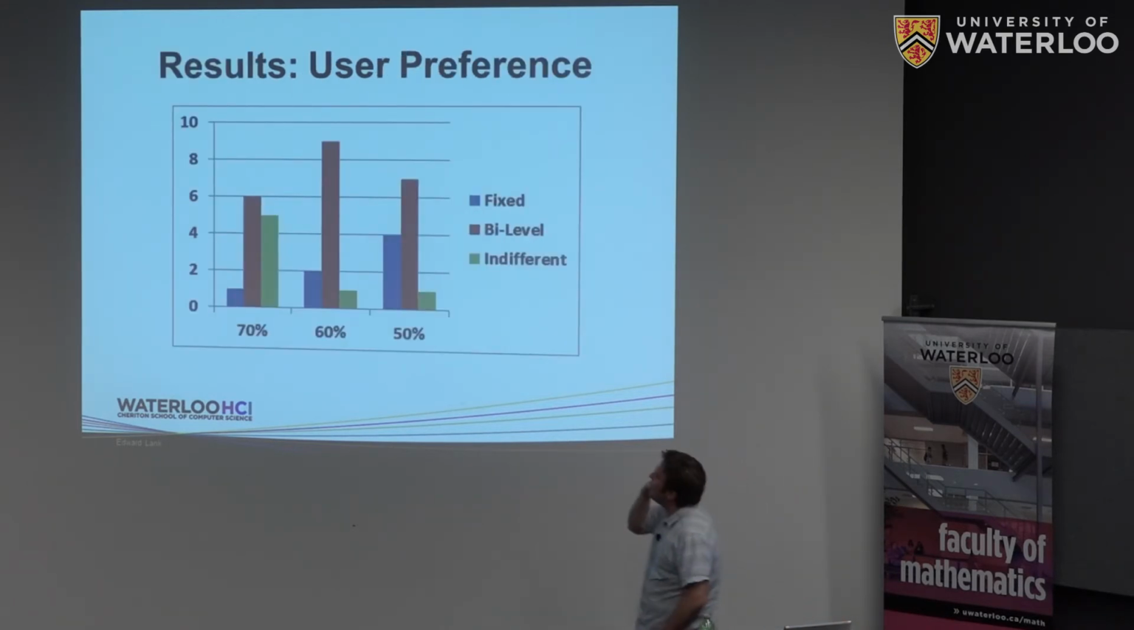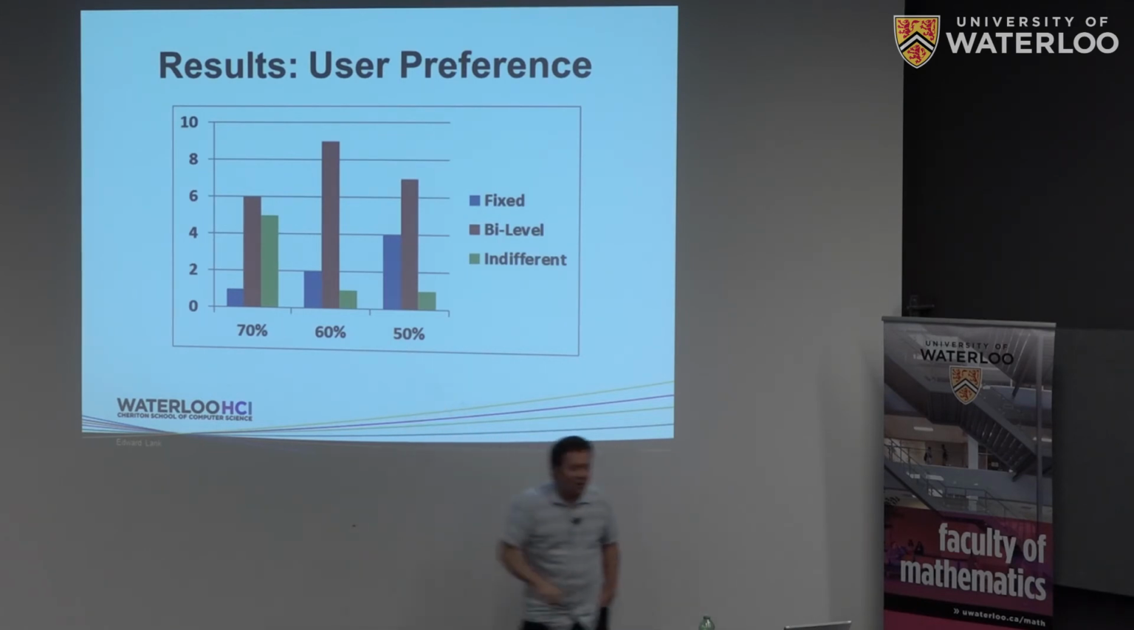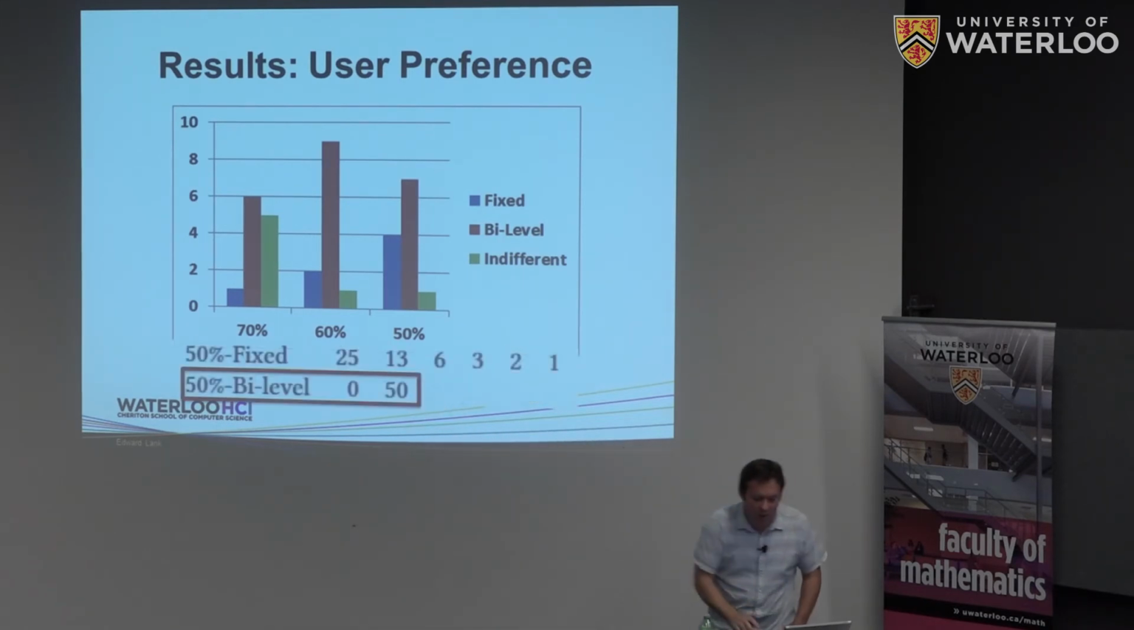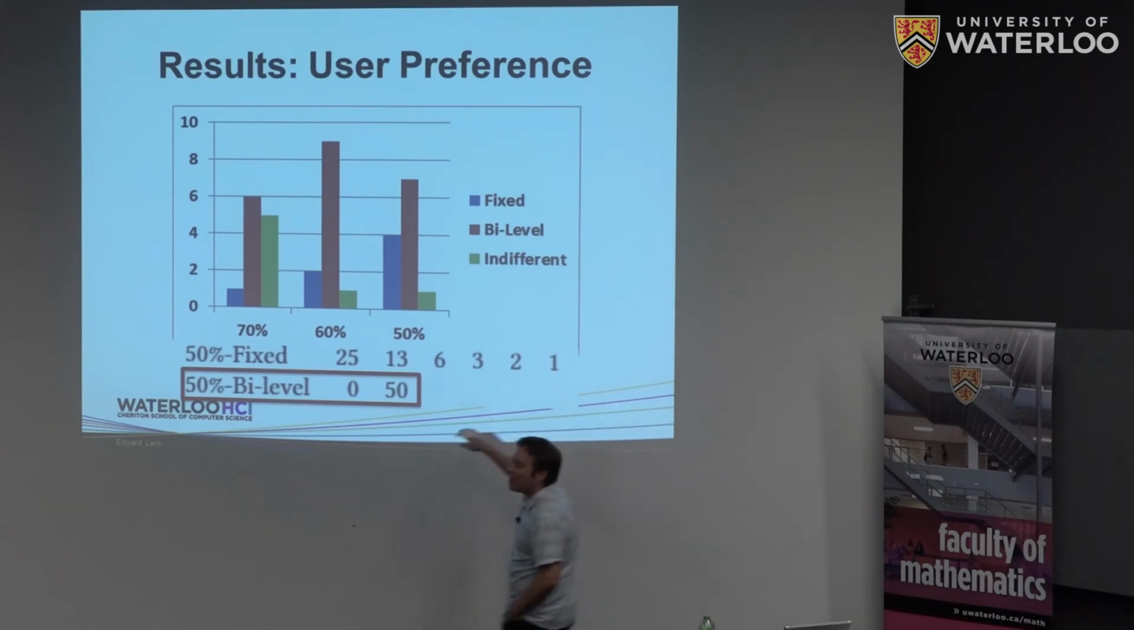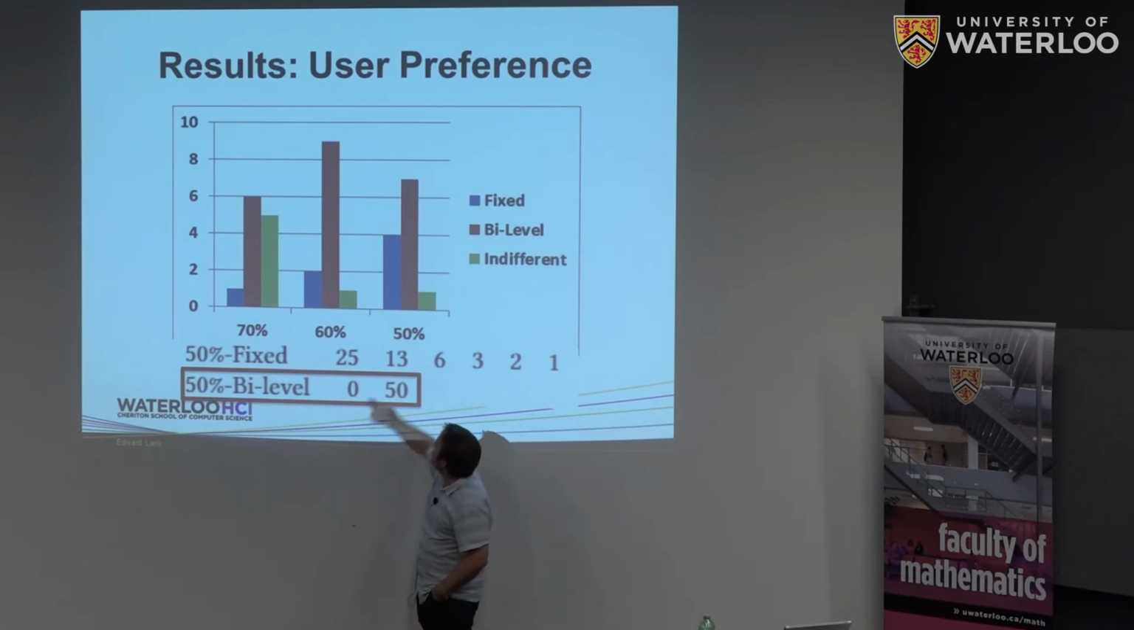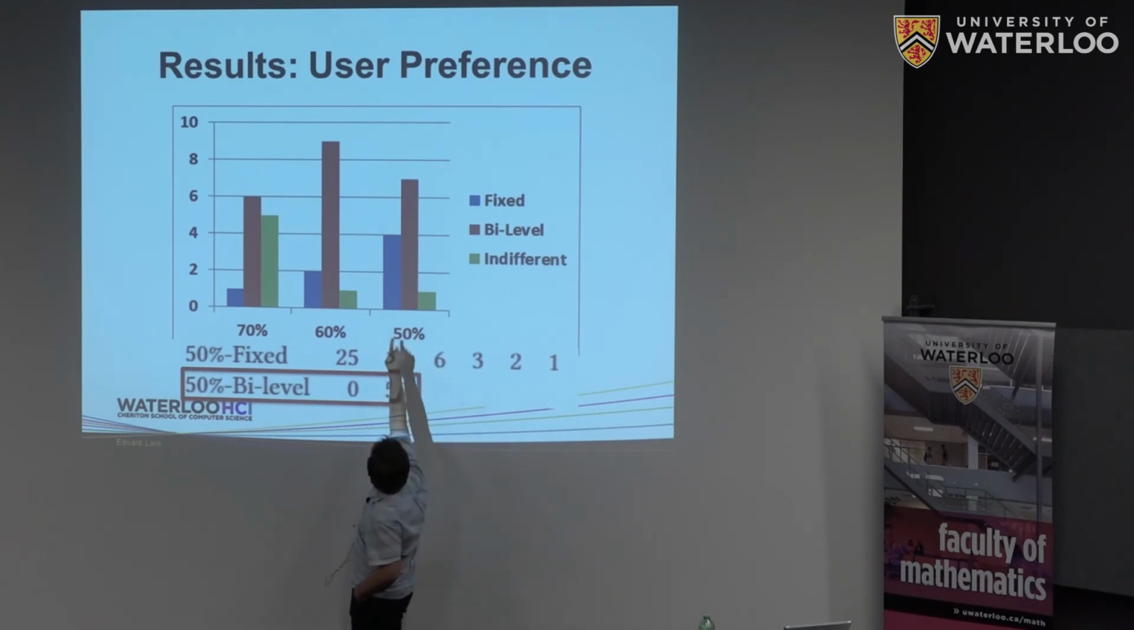We also looked at user preference. This was kind of interesting. One of the things about the 50% rate is that it was more evenly split. One of the things about 50% recall is it always fails the first time and always succeeds the second time. Users actually notice this, and so you can see kind of the ambiguity over here where fixed actually does better.